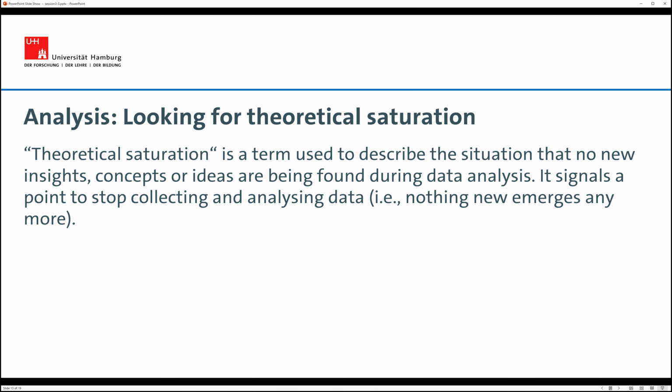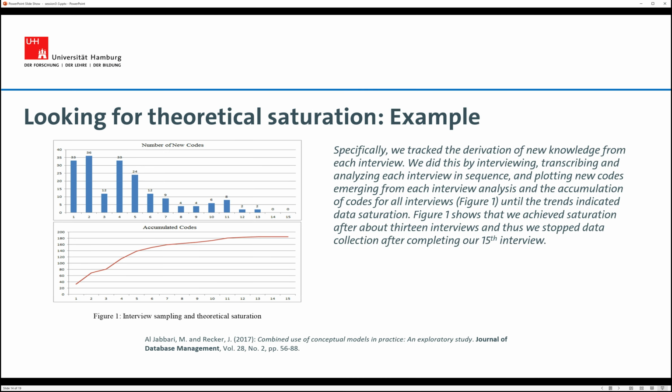A way to look at this is if people keep on saying things that you've heard over and over before. Again, here's an example. This is from a study where we did multiple interviews, in this particular case with 15 people. And what we did is we tracked how many new codes, how many different types of labels and tags that we associate with what people actually said, we generated from each interview. You see, in the first interview, we generated 33 codes, the second 36, the third one 12, the fourth one 33.